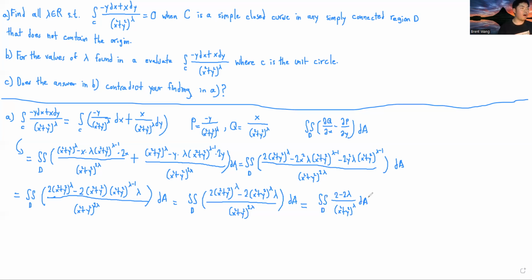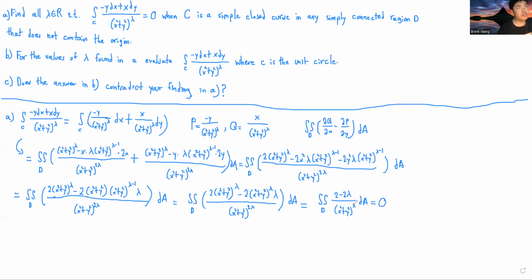Now, the reason why, and this is all equal to 0 as stated in part A. Now, the reason why it really doesn't matter what the region D is, so long as it doesn't contain the origin, is because the only possible way for this line integral along the curve C to be 0 is when the integrand itself is equal to 0. So this (2 minus 2 lambda) over (x squared plus y squared) to the power of lambda has to be equal to 0. That's the only requirement, regardless of what the region D looks like.